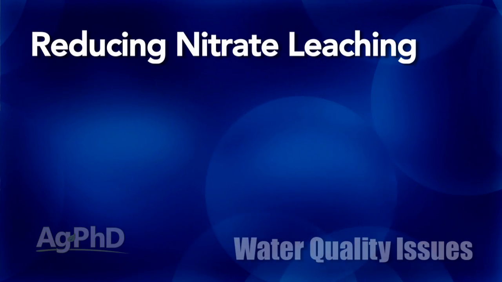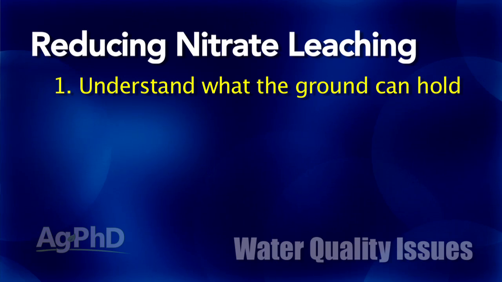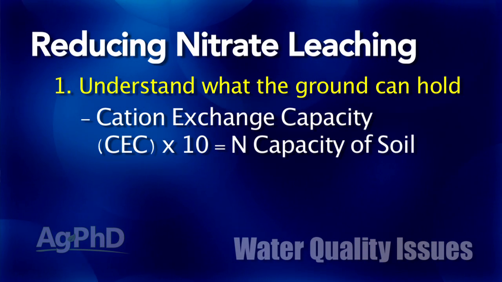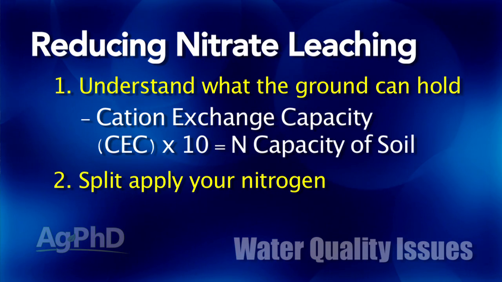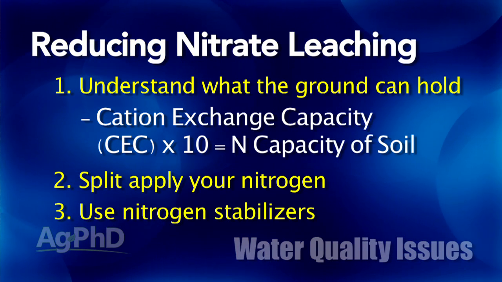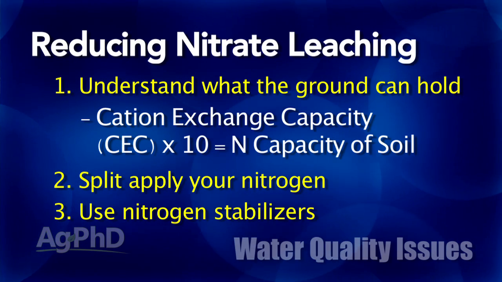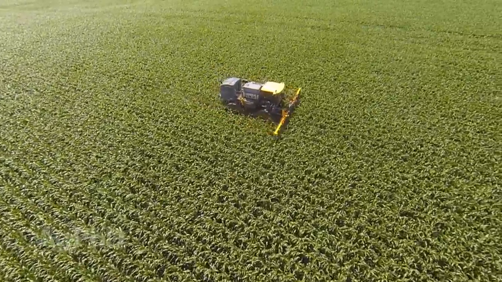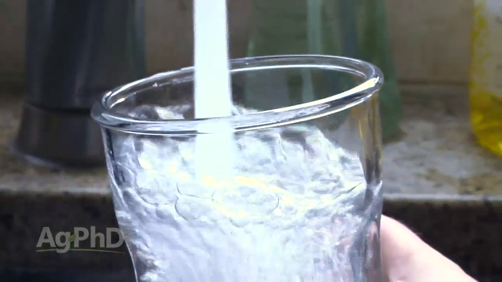But here's what you can do to reduce the amount of nitrate that's ending up in the tile or in the groundwater. Number one, understand what your soil can hold, look at your cation exchange capacity, multiply times 10, never ever exceed that number. Number two, when we're not exceeding that number, make sure you're split applying. And then number three, use nitrogen stabilizers. So as long as you're using the appropriate amount of nitrogen, putting it on at an appropriate time, using a nitrogen stabilizer every time you put nitrogen on, the odds are you're going to have very little nitrate that ever leaches through the system.